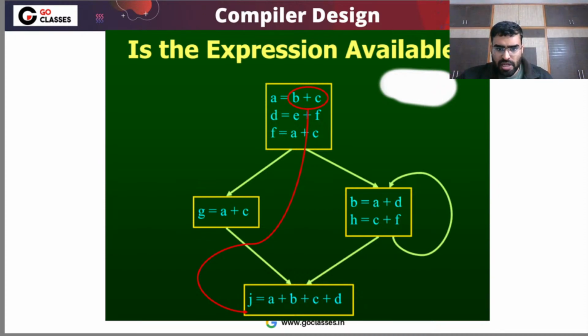So tell me, what can you say? Is it available? The answer is no, because just think about it. Here b comma c you have computed. Now, is it guaranteed that your program will go like this? No. If your program goes like this, then what will happen?